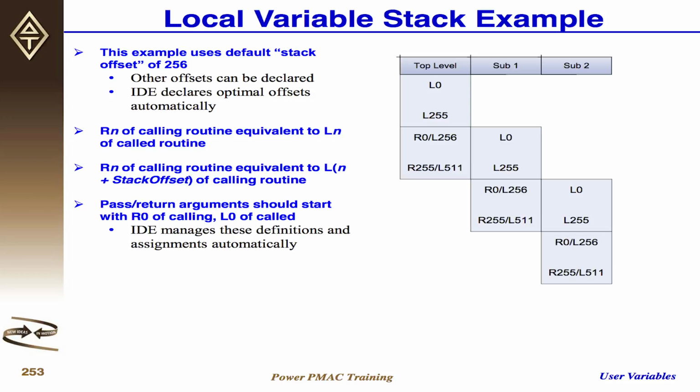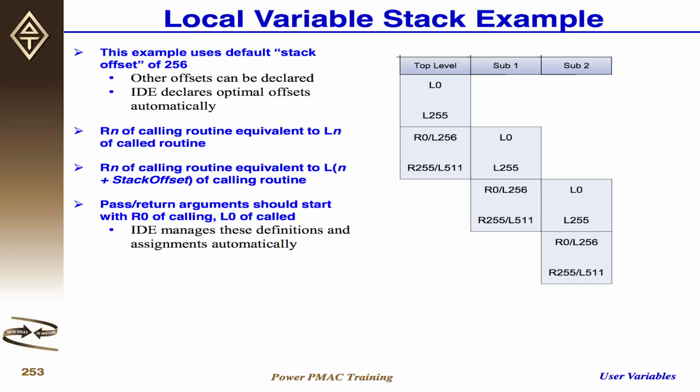So an R variable in a program or subprogram is equivalent to, and it points to the exact same memory location as an L variable in a subprogram that is being called by that program. So in that case, say the subprogram needs to call another subprogram, it can use its own R variables, R0 through 255, set those, and when it calls its subprogram can access those variables by looking at L0 through L255.